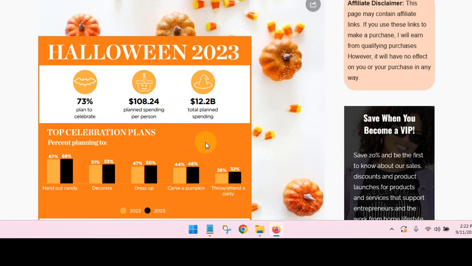Okay, so total planned spending. And this is the big number right here. $12.2 billion was spent, or at least that was the planned spending for 2023. Now, we can expect that number to grow even with inflation, even with people having a hard time putting food on the table. But if you have kids, the people who have kids in their family, they're going to do everything they can to make sure their kids have a fun Halloween.